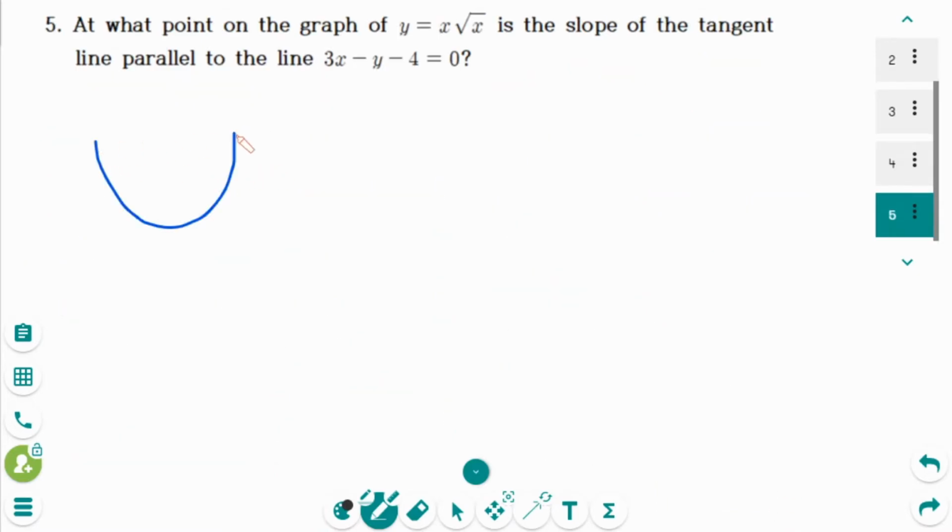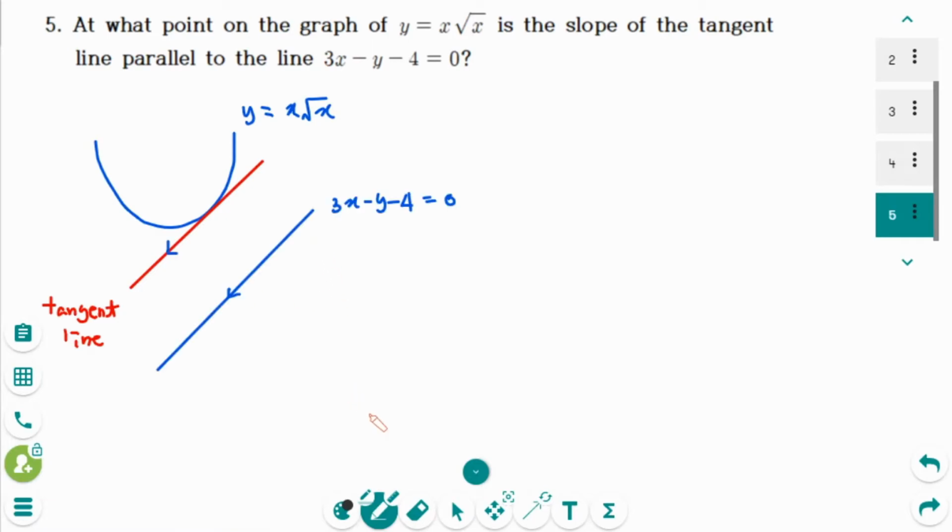Number 5, suppose here is the graph of y equals x square root of x. The tangent line is here, and is parallel to the line 3x minus y minus 4 equals 0. Then minus y equals minus 3x plus 4. So this line is y equals 3x minus 4. y equals x times square root of x, then we can rewrite as x times x to the power of 1/2. So y equals x to the power of 3/2.